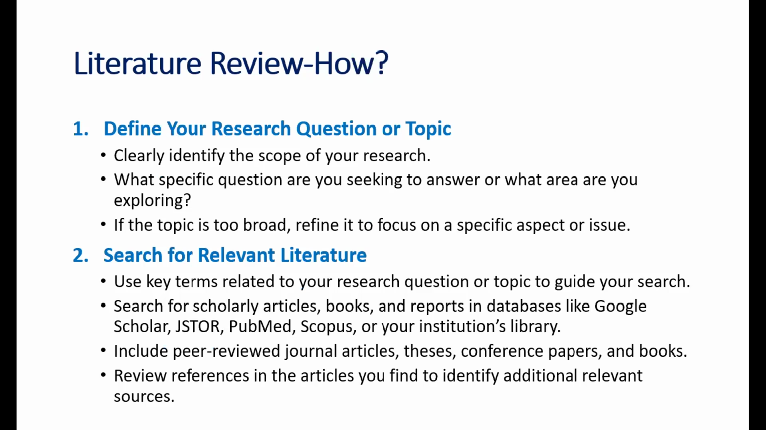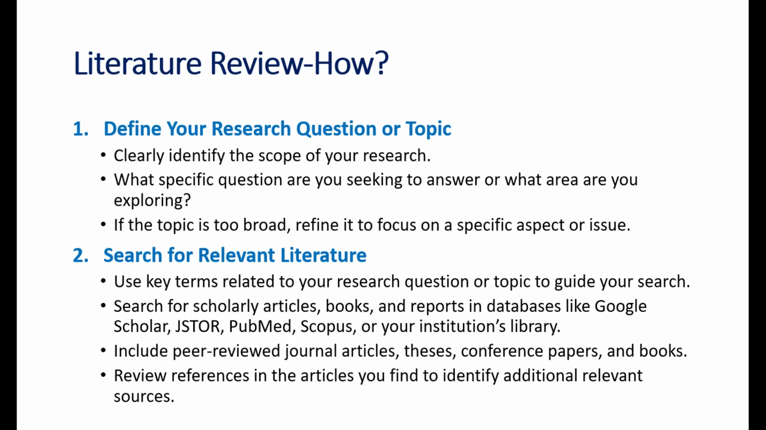So how do we do a literature review? First of all, you have to have your broad research topic and questions that clearly identify your scope, which we already discussed in the previous sessions. What specific question are you seeking to answer, or what are you exploring? If the topic is too broad, refine it to focus on a specific aspect or issue. These research questions and topics we have already discussed in detail in previous sessions, so I will not go into detail here.